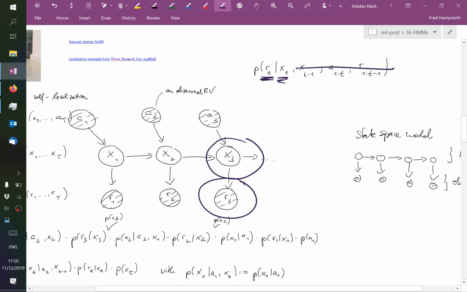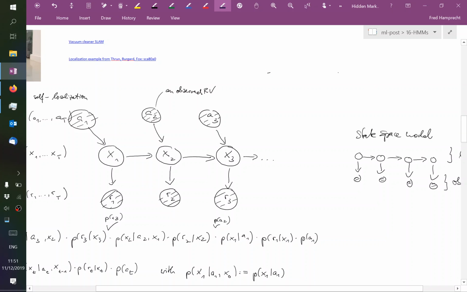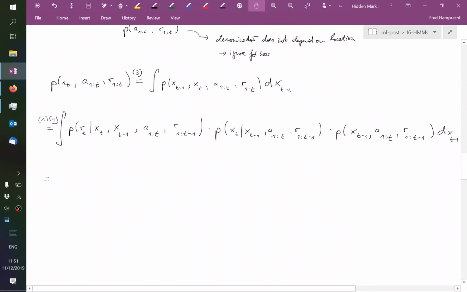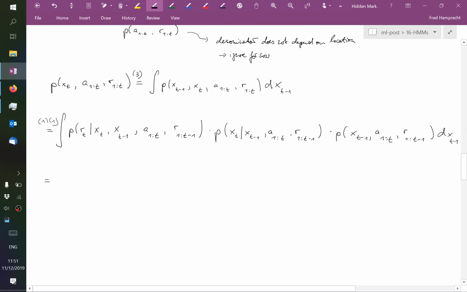r_t depends only on x_t and not on the rest here. Which is why, further down, I'm replacing this first term just by the probability of r_t given x_t. And I've used this equation 4, the fundamental equation of how a probability factorizes in a directed graphical model.